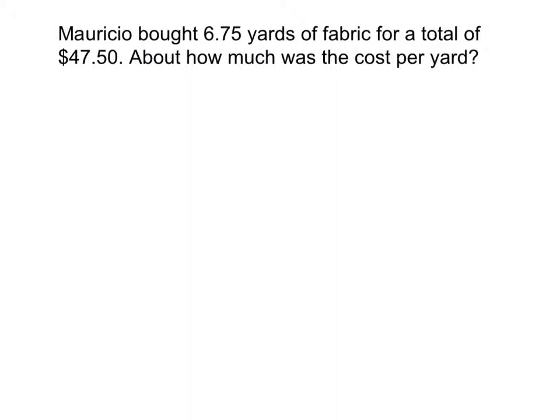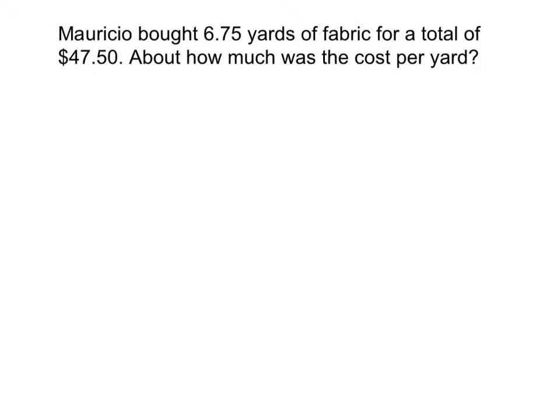You can follow along on page 226 of your book. We're going to look at number 5. The color code for today is brown. Mauricio bought 6.75 yards of fabric for a total of $47.50. About how much was the cost per yard? When I first look at this question, I see the word about. We're looking for about how much was the cost per yard. This tells me right away that we're going to be using estimation.